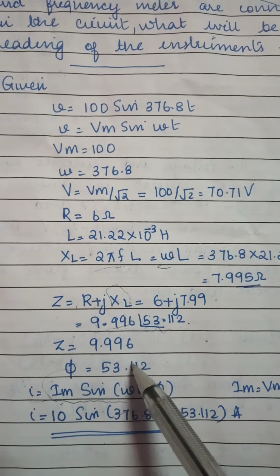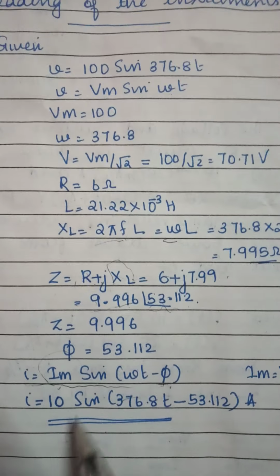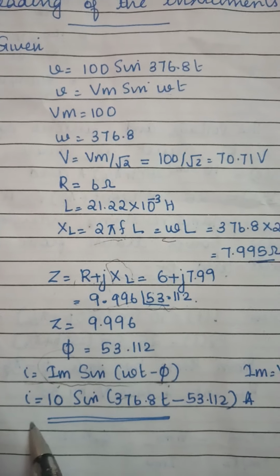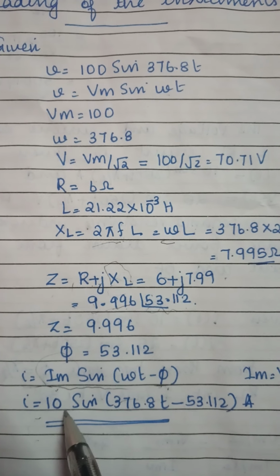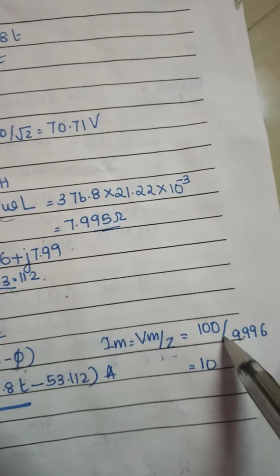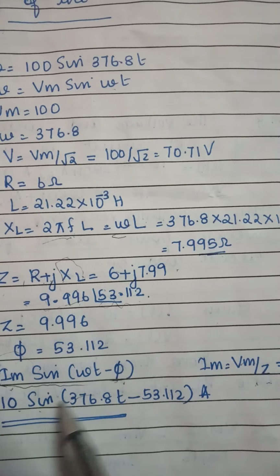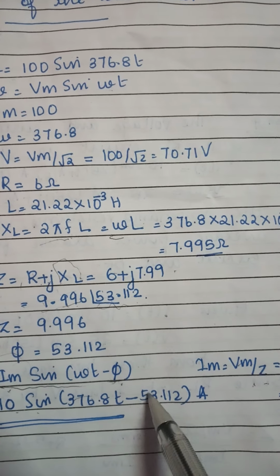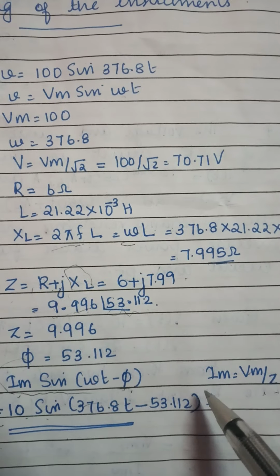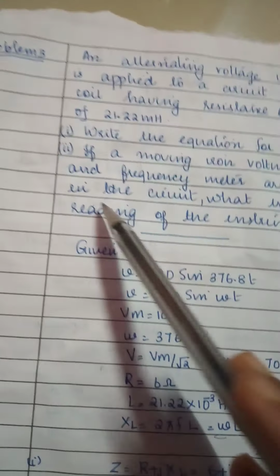Phi is 53.112. Substituting all this, you will get the equation of current. Im is 100 divided by Z, 9.996, which is 10. So i equal to 10 sin(376.8t minus 53.112). This is the first part, the equation of current.